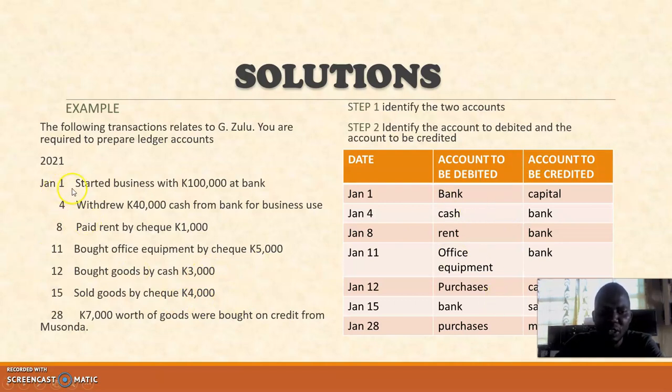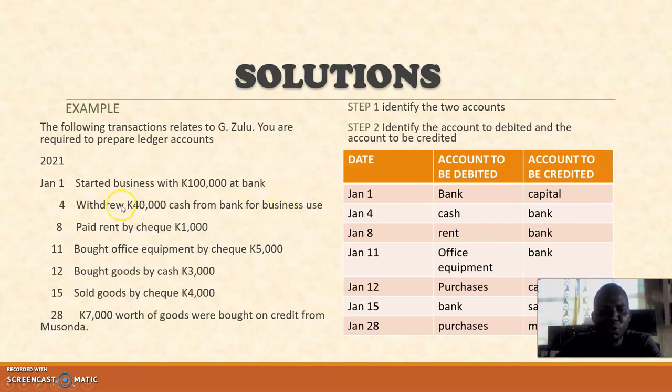1. Let's look at January 1. Started business with 100,000 at bank. So started business, the account here is capital and the account here is the bank. Since the double entry principle states that we should debit the account receiving and credit the account giving, in this case, bank is going to be debited while capital is going to be credited. Transaction number 4, withdrew 40,000 cash from the bank for business use. Remember, this is business use. It's not drawings, unless it was private.